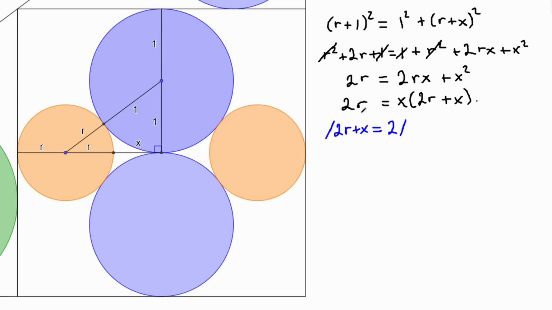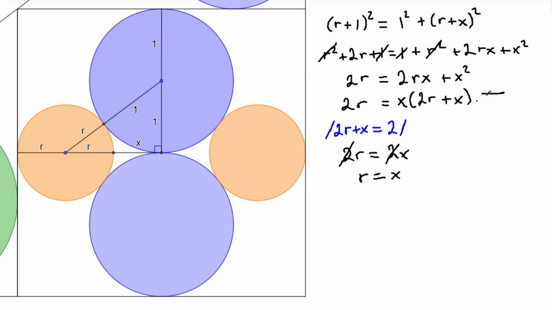Now, the relationship that we just discovered between r and x can be used to simplify this factor 2r plus x and just replace it with 2. And we end up with the equation that 2r is equal to 2x. Now, canceling out 2's on both sides, we end up with r is equal to x. And this identity can be used to simplify any of these lines in this equation over here.